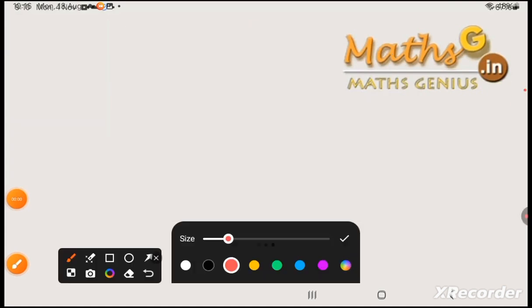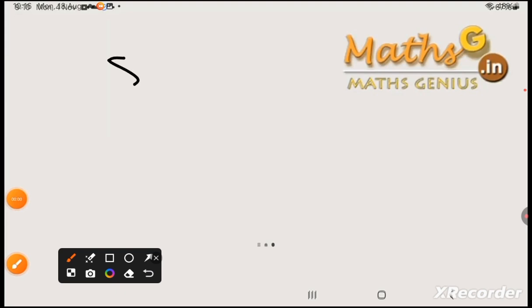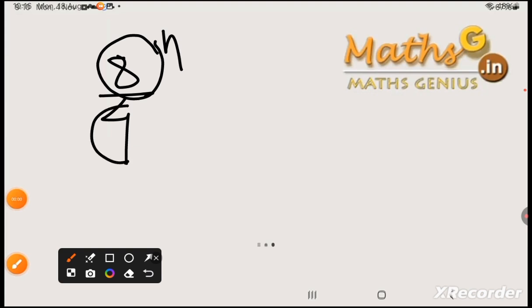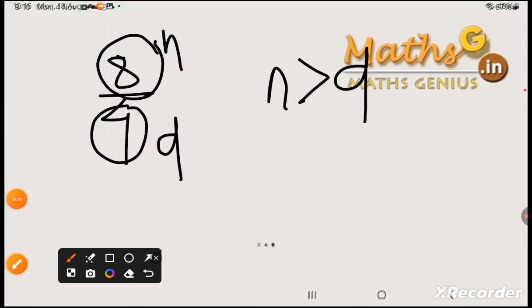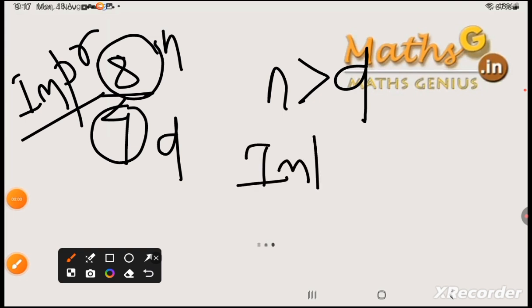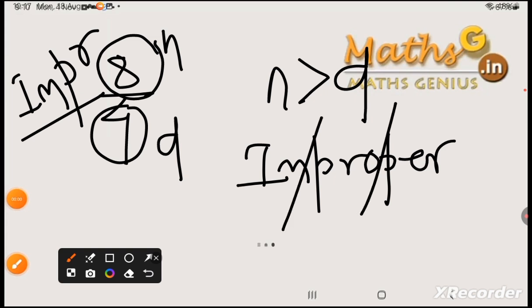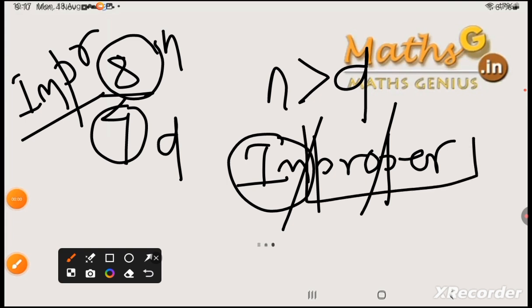Then let us talk of, suppose we have the number 8 by 4. This is the numerator, this is the denominator. The numerator is greater than the denominator. So, is it a proper fraction? No, it is an improper fraction. Let me write the full word: improper, which is the antonym of proper. A proper fraction is one where the numerator is lesser than the denominator.